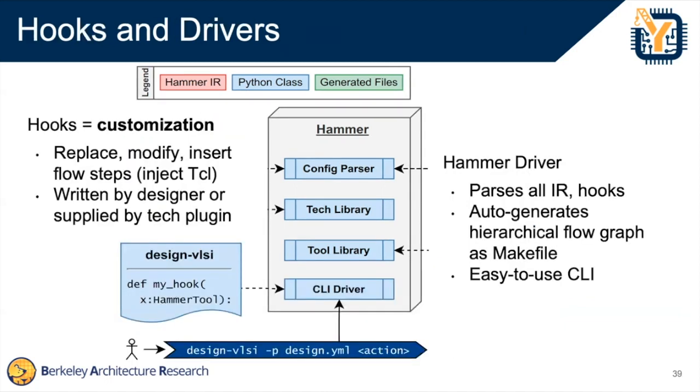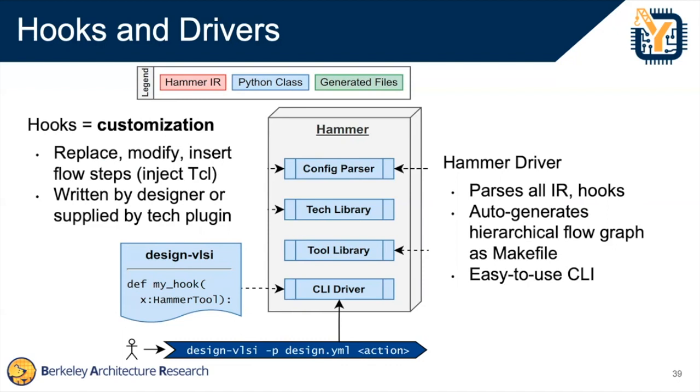So Hammer supports this thing called hooks, and hooks allow you to tap into the steps that are within a given tool plugin and inject a Tcl in the middle of them. So we can replace, modify, insert any of the steps in a given flow inside a tool by injecting Tcl with these hooks. And typically this is written by the designer or it's applied by a technology plugin. So a designer can use it to override some specific setting for generating some fragment of Tcl. A technology plugin may be able to override it for doing some technology-specific instantiation or things like that.